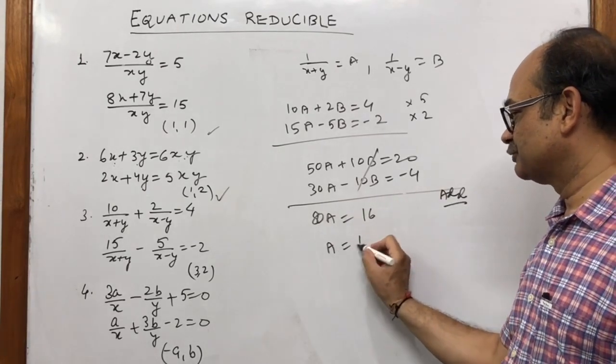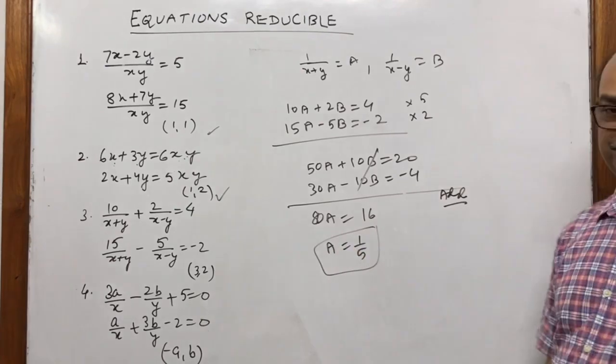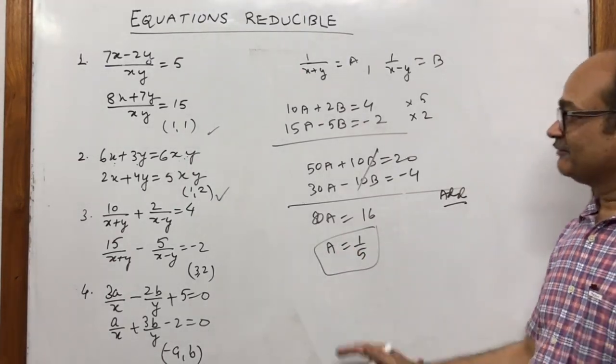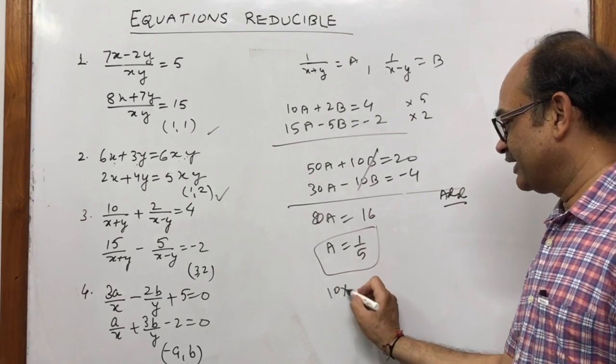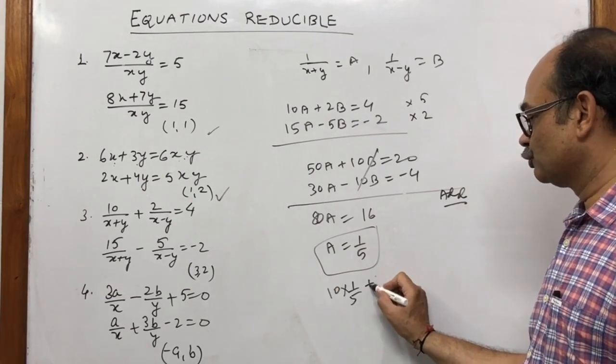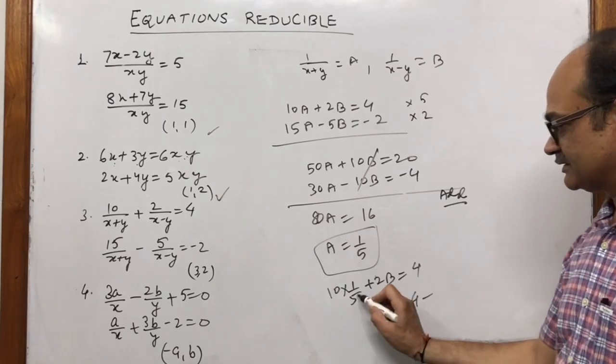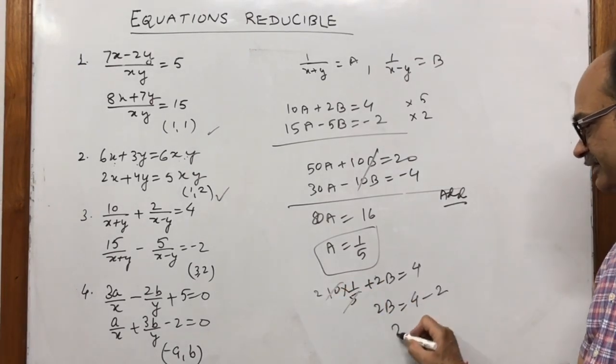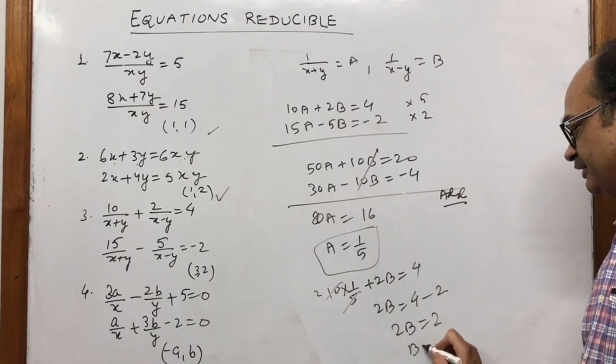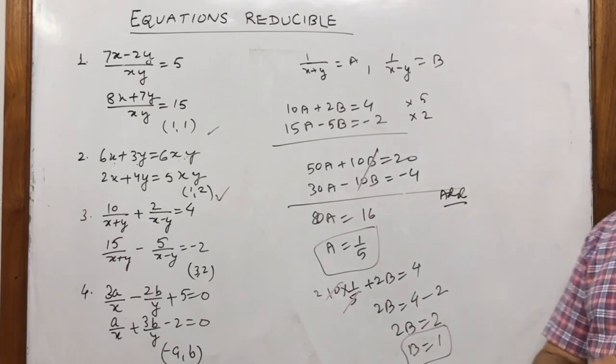So a equals 1 by 5. Now when a is 1 by 5, substituting in the first one, 10a plus 2b equals 4. So 2b equals 4 minus 2, that is 2b equals 2, b equals 1. Now we have a and b.